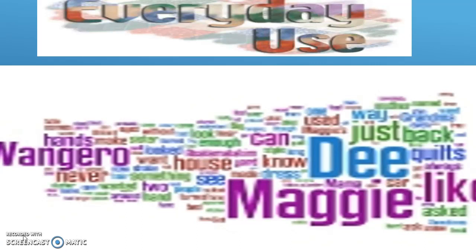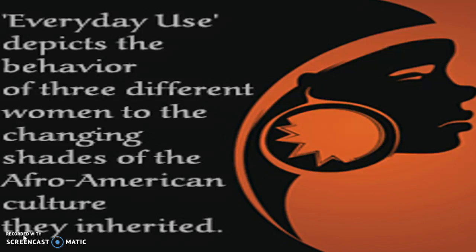Everyday Use was mainly about three characters: Dee, Mama, and Maggie. Dee was the confident sister, and Maggie was the insecure sister. So at first look, you would think that the story was really about a dysfunctional family, but when you actually analyze the story, it's really about quilts and the inheritance of quilts.